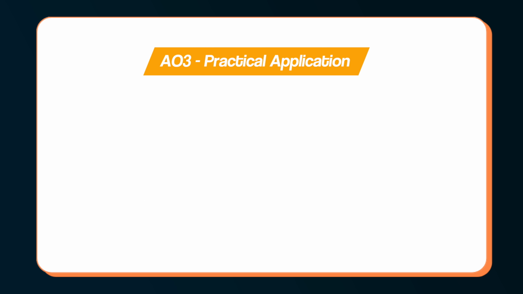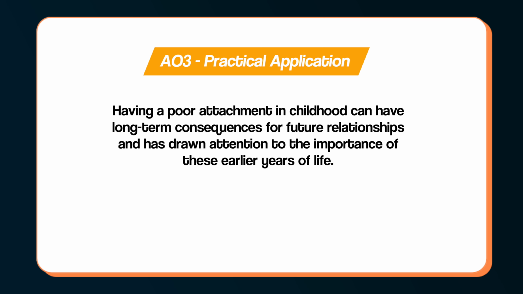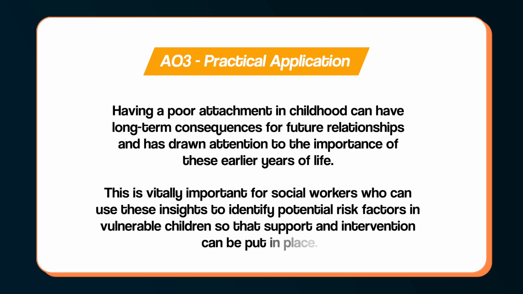Secondly, we could talk about the practical application of the findings. Having a poor attachment in childhood can have long-term consequences for future relationships and has drawn attention to the importance of these early years of life. This is vitally important for social workers who can use these insights to identify potential risk factors in vulnerable children so that support and intervention can be put in place.